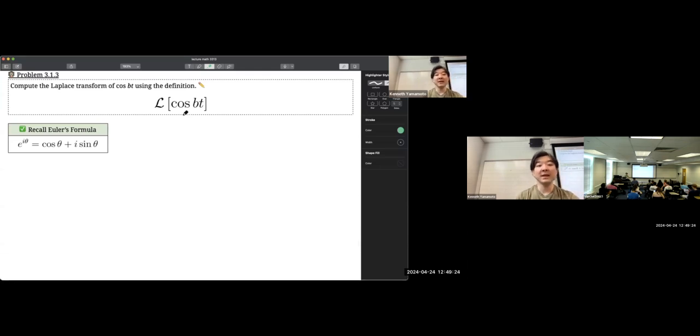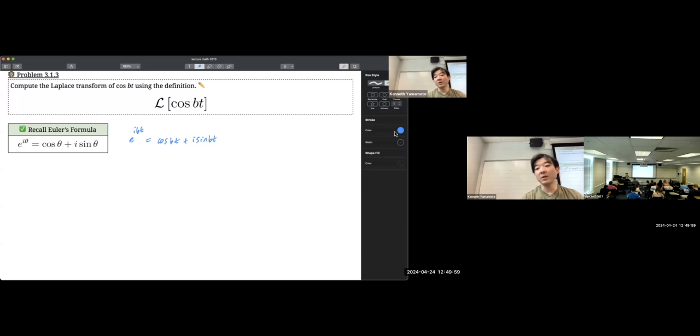I'm going to do, let's say, the Laplace transform of cosine of bt. The issue is that we know how to compute the Laplace transform of something that is just exponentials. So we're going to use that idea. We're going to say e to the i bt, and I'll probably just write whatever I can for now and then post the rest, is cosine of bt plus i sine of bt.